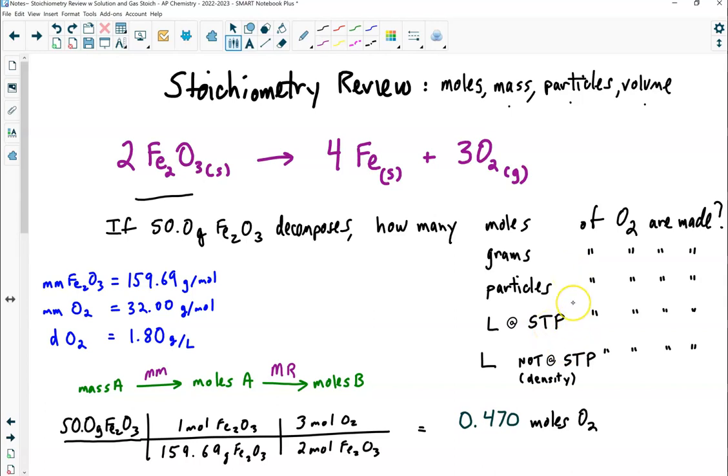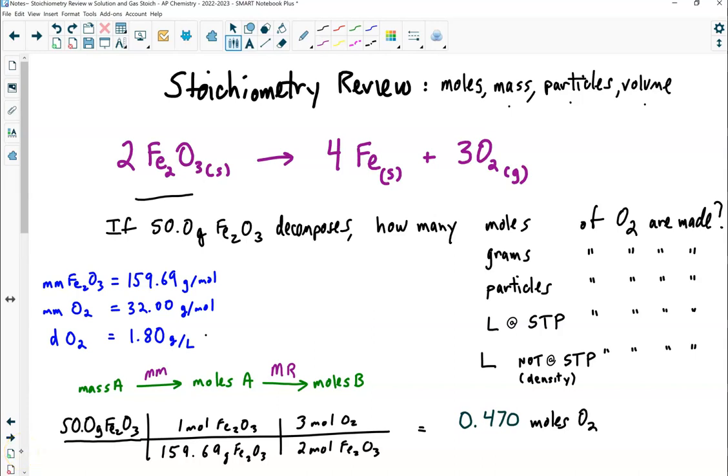Remembering STP is 0 Celsius and 1 atmosphere pressure. Or you can calculate volume, not at STP, using the density of oxygen, which I have over here on the left. Under these conditions of that problem, it'll be 1.8 grams per liter.